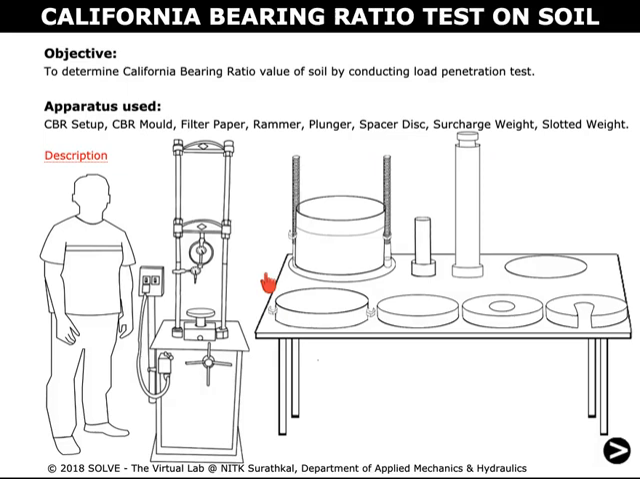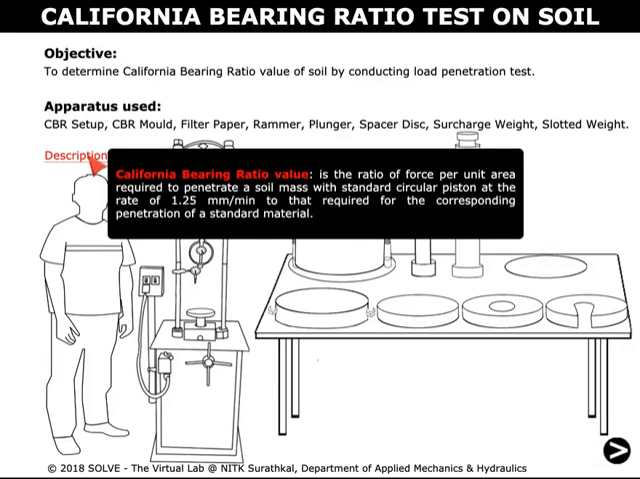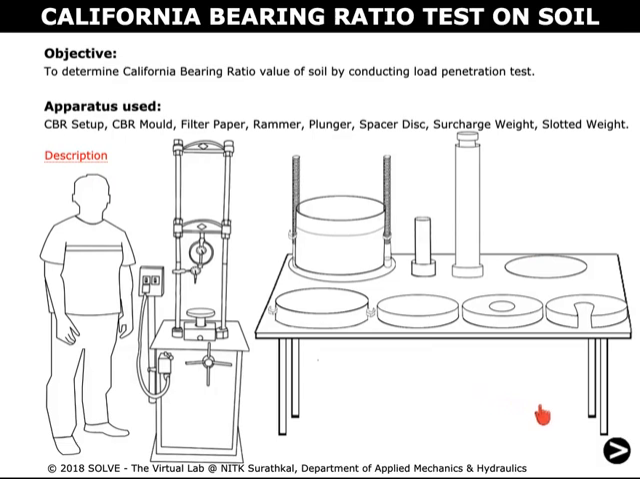The objective of this simulation is to determine the California bearing ratio value of soil by conducting a load penetration test. The setup used for this simulation is shown here. To understand the terminologies better, click on the description highlighted in red. Throughout the simulation, to proceed to the next step, click on this arrow shown below.